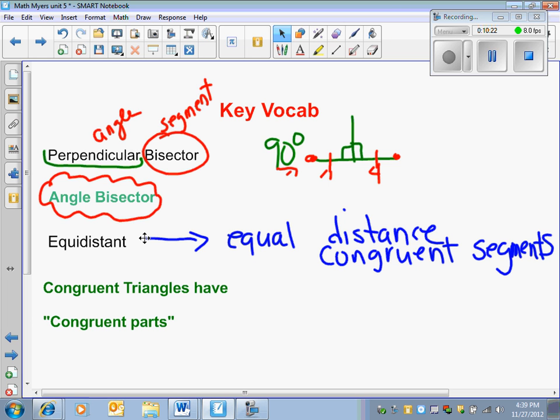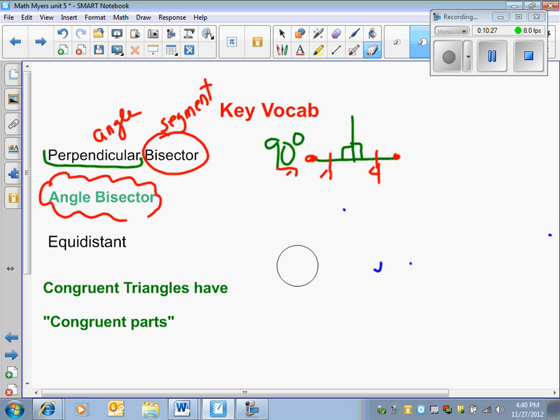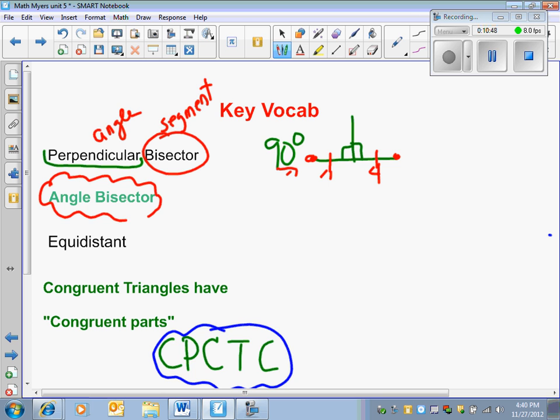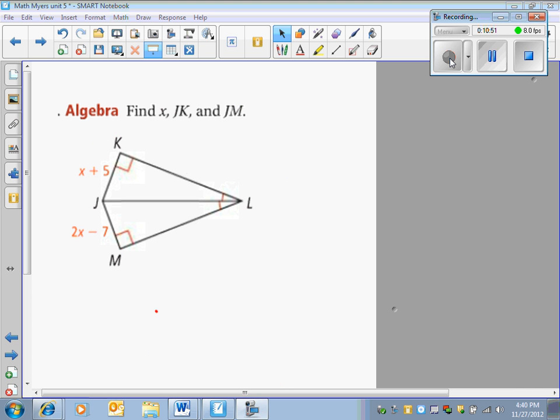Okay, folks, this is very key, and we talked about this in our last unit a lot. It says congruent triangles have congruent parts. Well, if the triangles are congruent, then what? The parts are congruent. We're going to reference this most of the time instead of saying all of this. We're going to say corresponding parts of congruent triangles are congruent. So what we're going to do is give it a code name, and the code name is CPCTC.